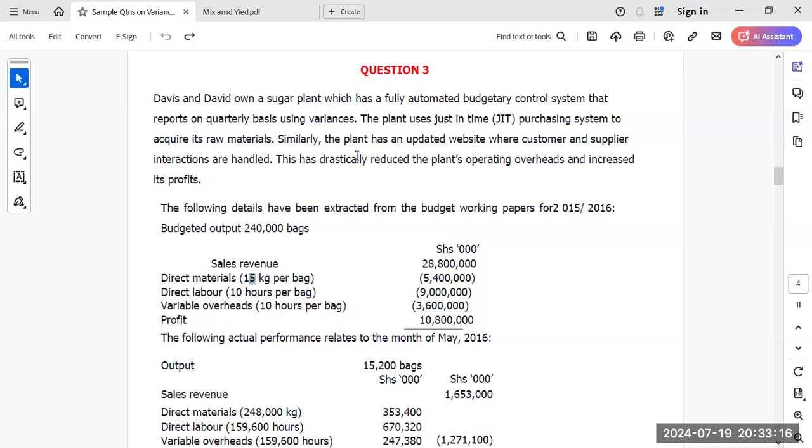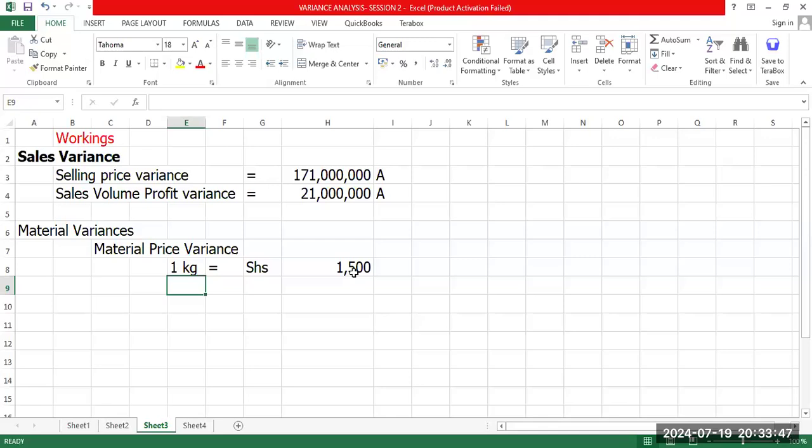Godfrey, are we together? Are you getting 1,500? This figure divided by 240. Then the answer you get on your calculator, divide it by 15. Are you getting this? Yes, it's okay.